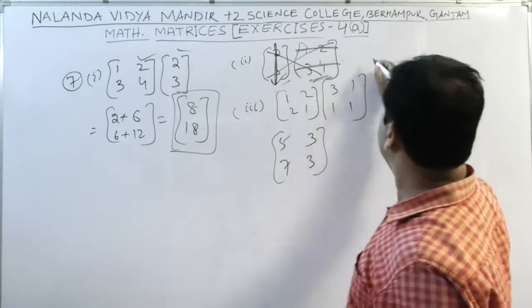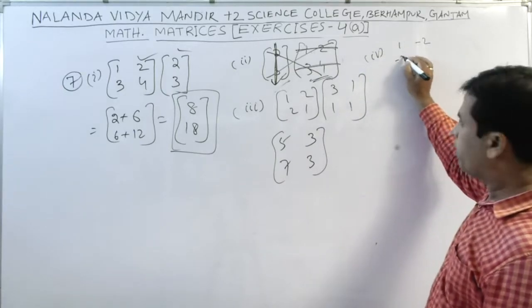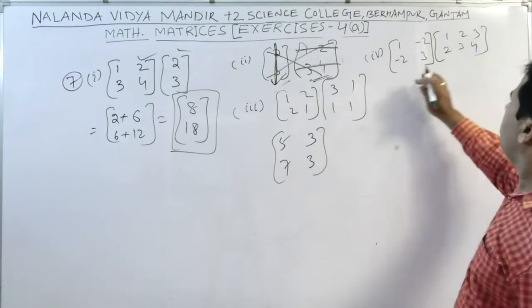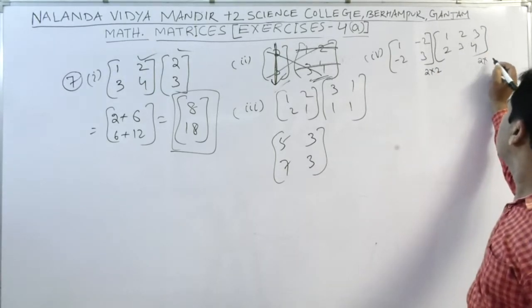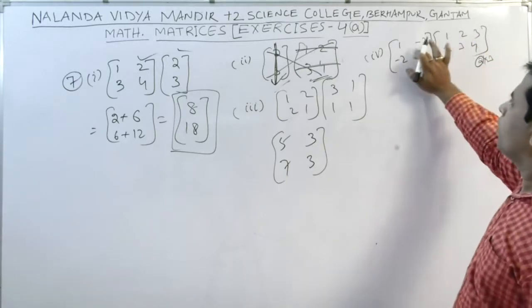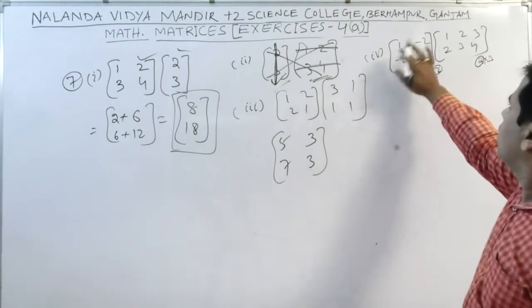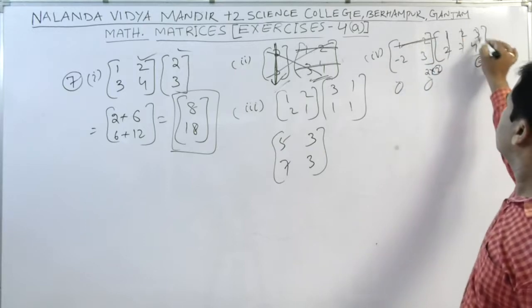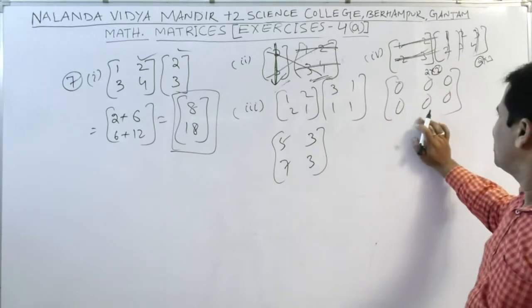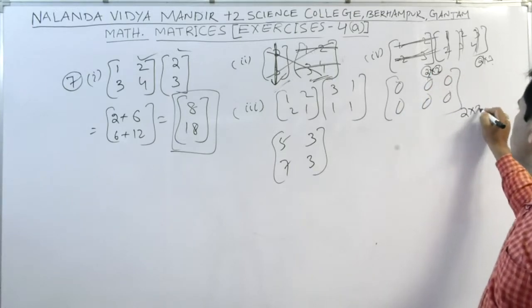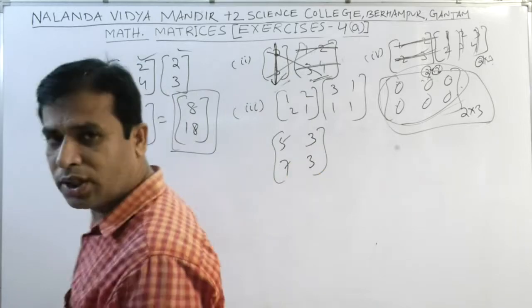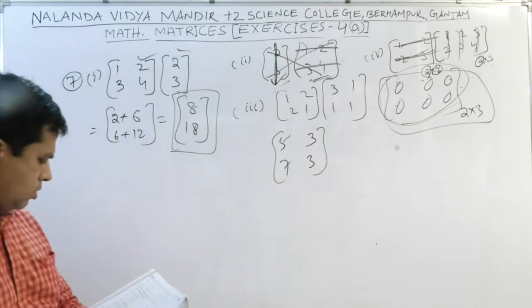Okay, now the fourth one is 1, minus 2, minus 2, 3 multiplied with 1, 2, 3, 2, 3, 1. In the same way, here the order is 2 cross 2, here the order is 2 cross 3. Therefore, the number of columns in the pre-matrix is equal to the number of rows of the post-matrix. So we can multiply this matrix with this. Therefore, you can find first row first column, first row second column, first row third column, second row first column, second row second column, and second row third column. You can find the values of this matrix, and the order of this matrix is 2 cross 3. You can find the entries of the matrix using the multiplication process.